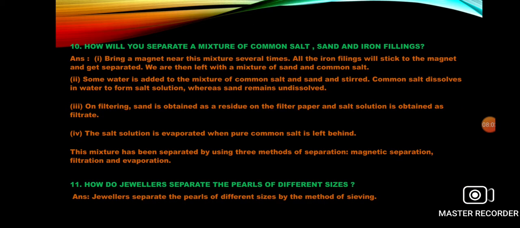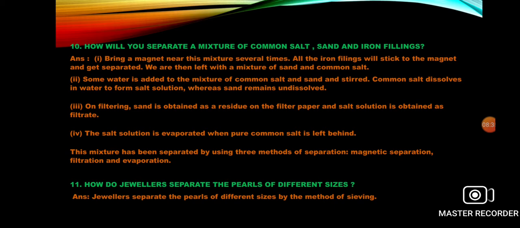And question number 10. How will you separate a mixture of common salt, sand and iron filing? Since here is a mixture of common salt, sand and iron filing, first of all you have to separate the iron filing. So first, you bring a magnet near this mixture. When you bring the magnet on the top of this mixture, you will find all the iron filings sticking to the magnet and getting separated. Then you are left with the mixture of sand and common salt.